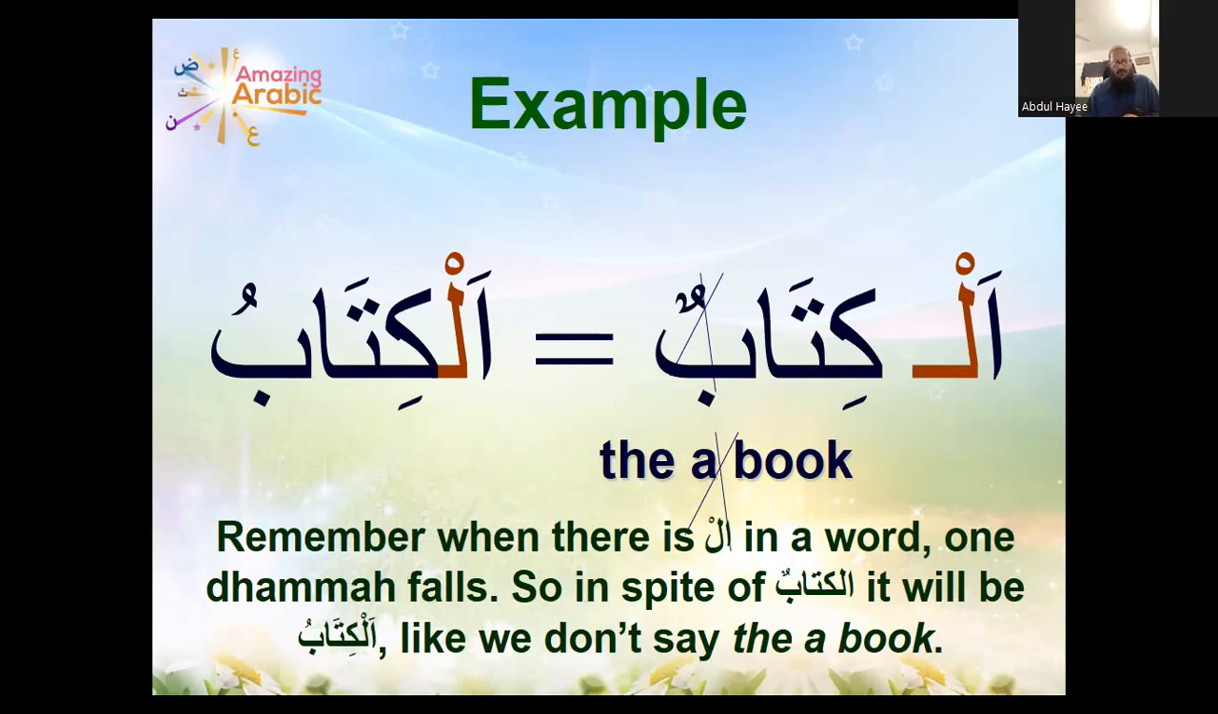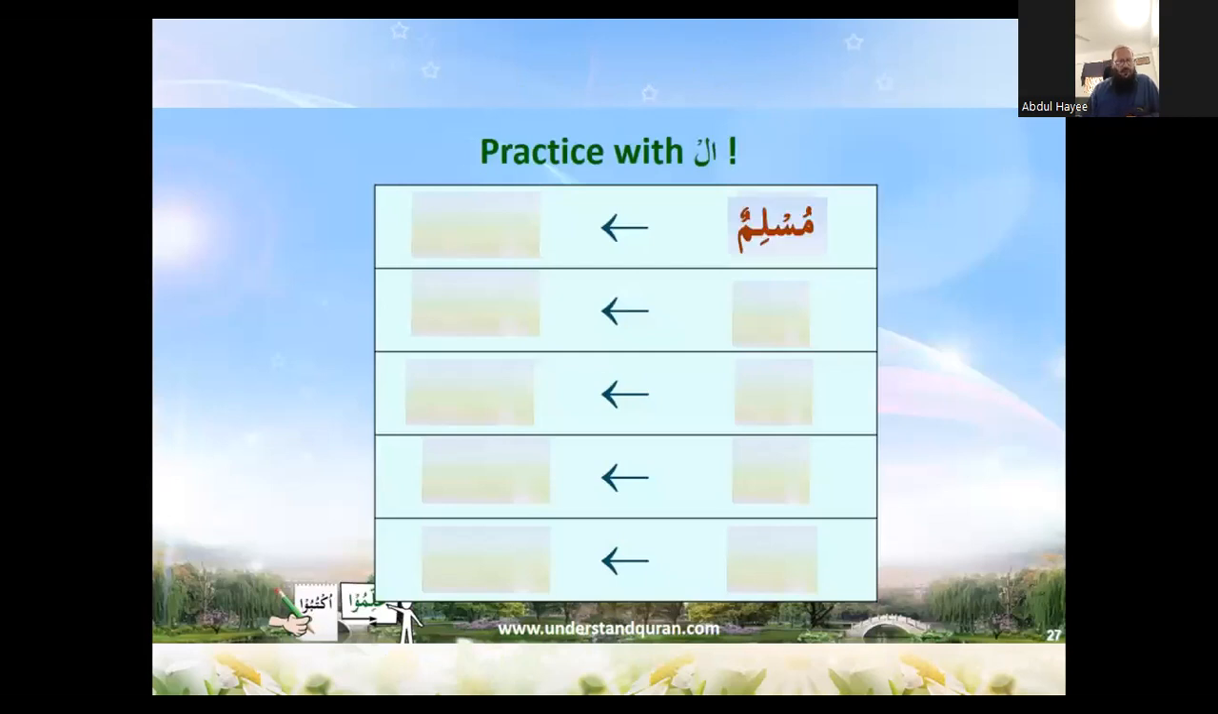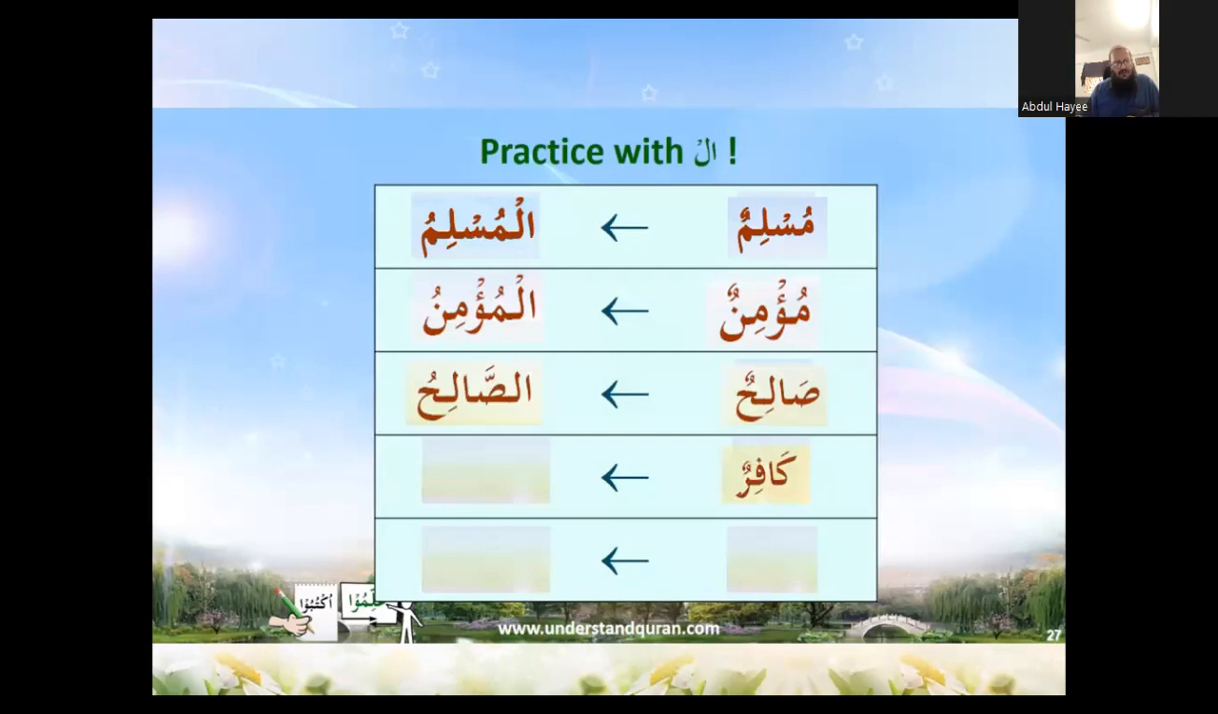So, al-kitab. Let's see. I have the word Muslimun with double dhamma. It will become al-Muslim. Muminun will become what? Al-Mumin. Salihun becomes what? As-Salih. Kafirun will become what? Al-Kafir. Mushrikun will become what? Al-Mushrik. Okay? They will all be single. If they are double dhamma, they will be single dhamma. If they are double fatha, they will become single fatha. If they are double kasra, they will become single kasra.